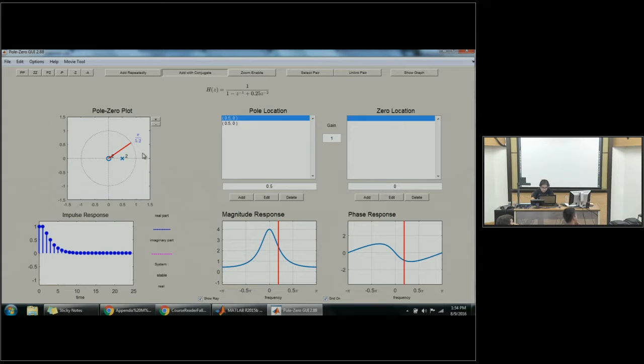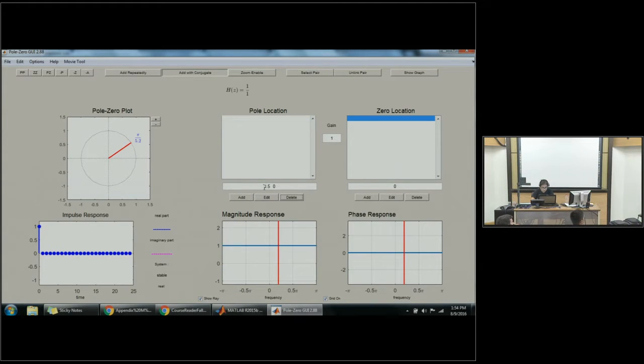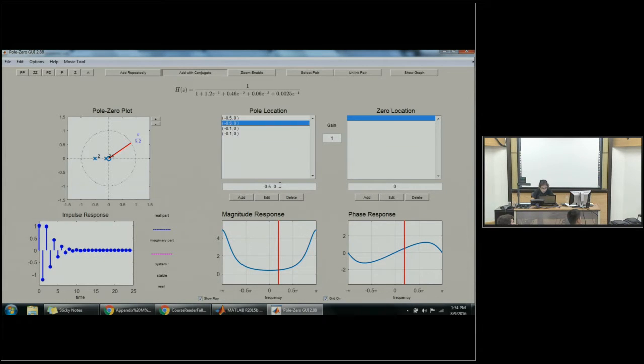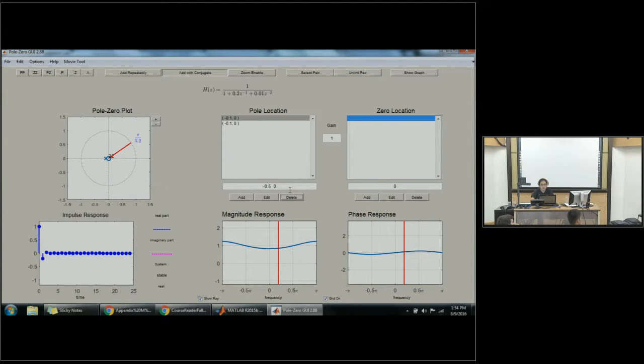Now let's just change this to minus 0.5, and now my pole is at a higher frequency, so it's passing higher frequencies and not passing lower frequencies. What if it was negative 0.1? Okay, let's put that. Let me delete the previous one. It's not a very selective high pass filter, right? They'll cancel each other's effect because they're so close to each other.